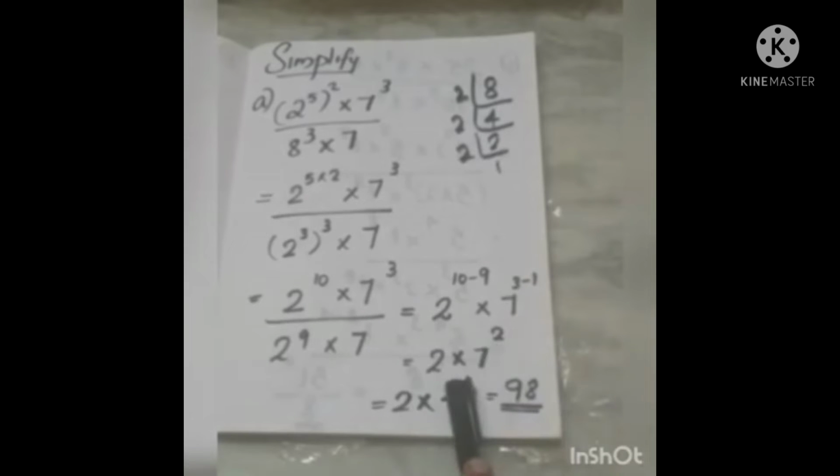Now here they didn't ask you to write it in the exponential form. They just ask you to simplify, and we can multiply. So 2 into 7 square is 49. So 2 into 49 is 98. So in this way you have to simplify.